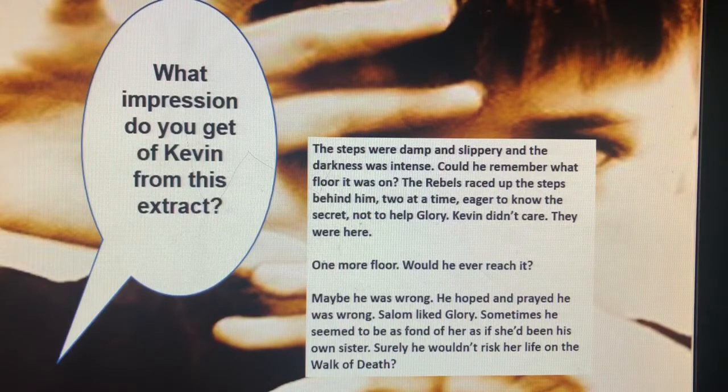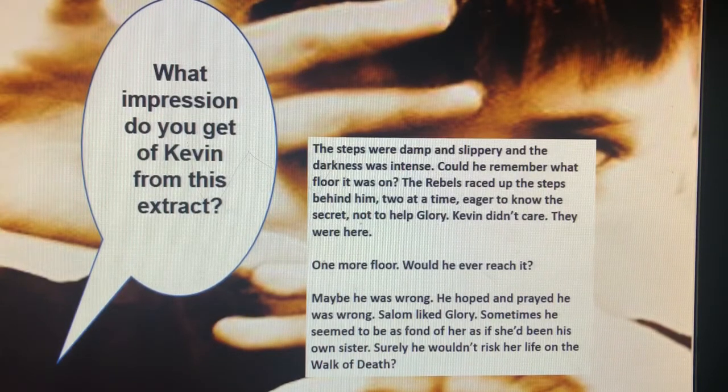"The steps were damp and slippery around the darkness, and the darkness was intense. Could he remember what floor he was on?" A rhetorical question there used, or at least a question used there, to show then that he might be scared or uneasy. "The rebels raced up the steps behind him 2 at a time, eager to know the secret, not to help Glory. Kevin didn't care, they were here." The fact that Kevin says he doesn't care shows that he's not afraid or not scared by this situation. And indeed perhaps might even indicate that he's quite eager for events to unfold.